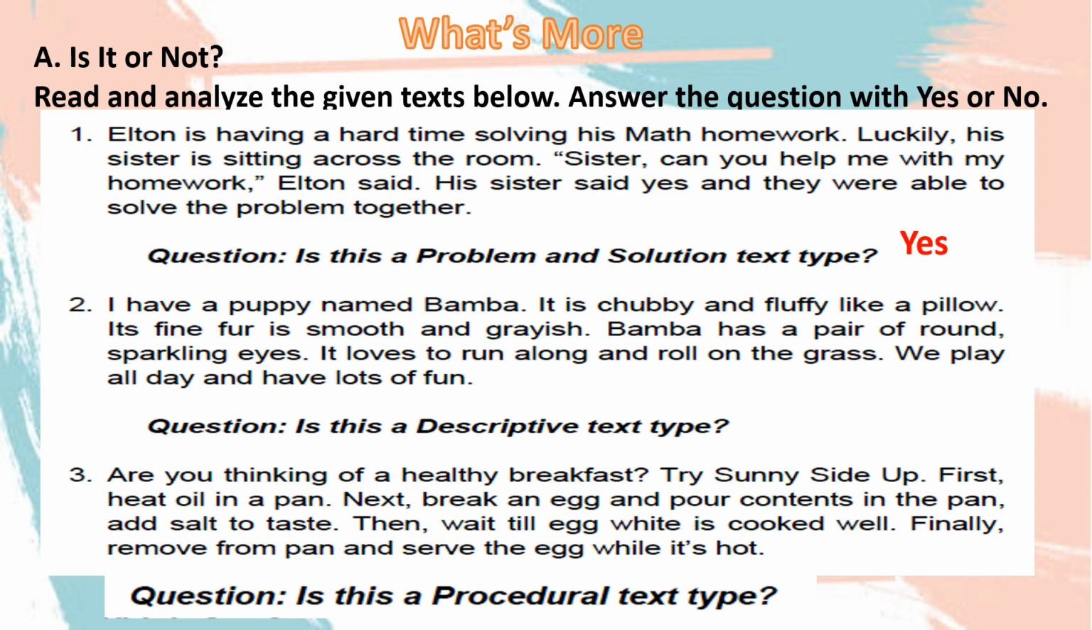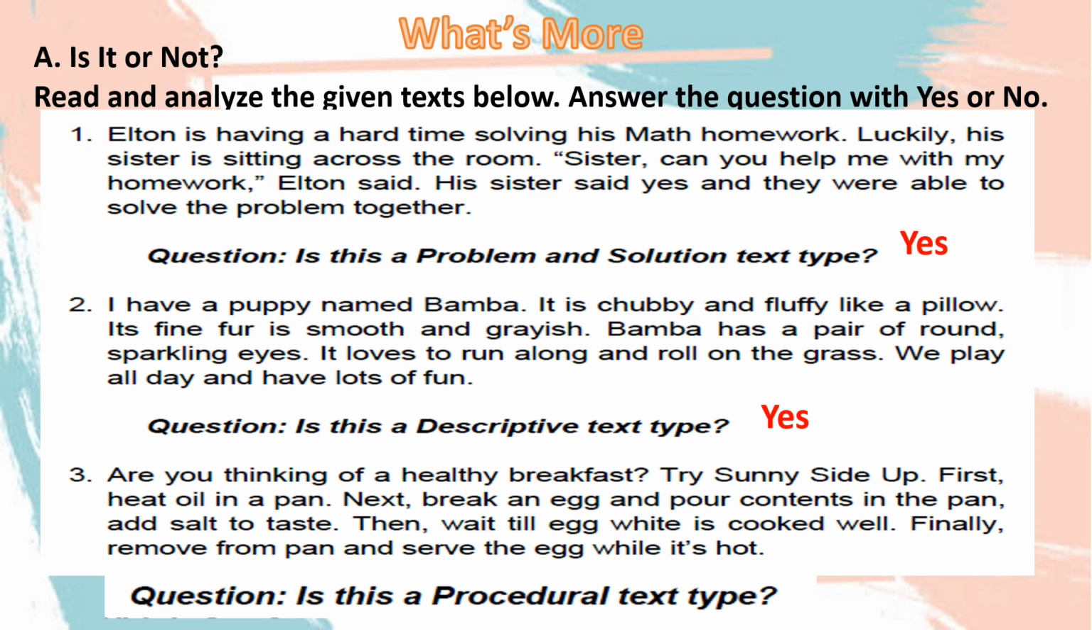Number 2. I have a puppy named Bamba. It is chubby and fluffy like a pillow. Its fine fur is smooth and grayish. Bamba has a pair of round sparkling eyes. It loves to run along and roll on the grass. We play all day and have a lot of fun. Question: is this a descriptive text type? Yes, because it tells about the description.